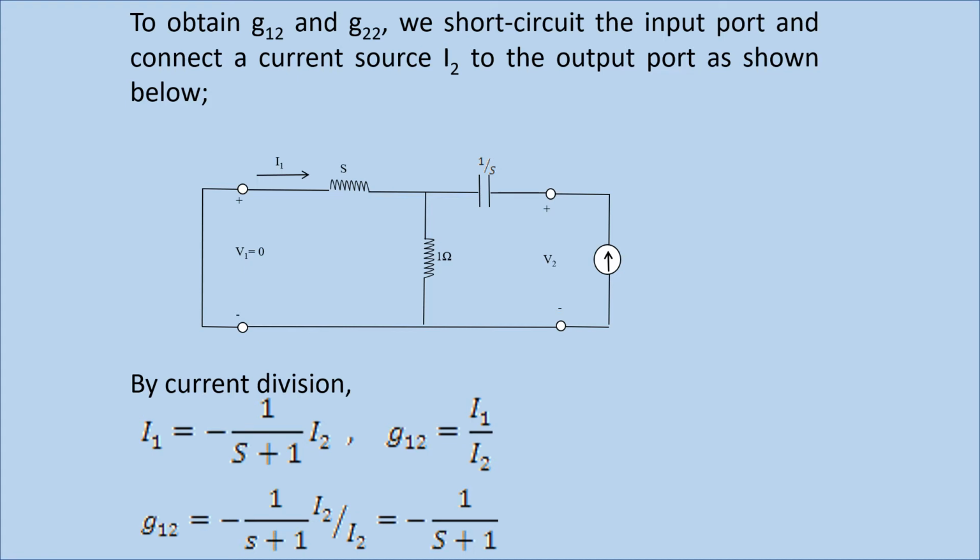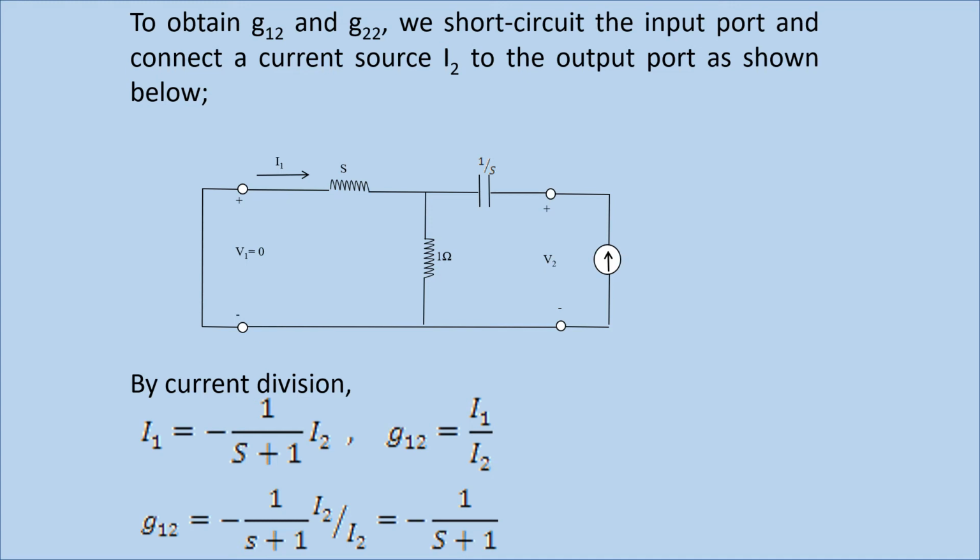To obtain our G12 and G22, we will place a short circuit, our V1 equal to 0, at the input side of the circuit given, and we'll also place a current source I2 at the output side of the circuit given in slide 13. So when we do that, we will see the circuit shown here.